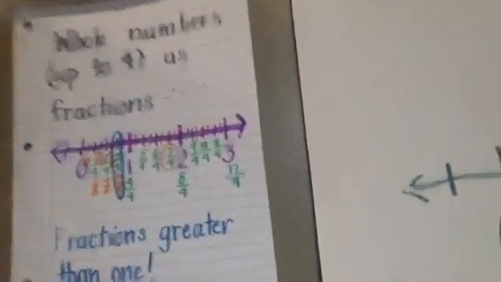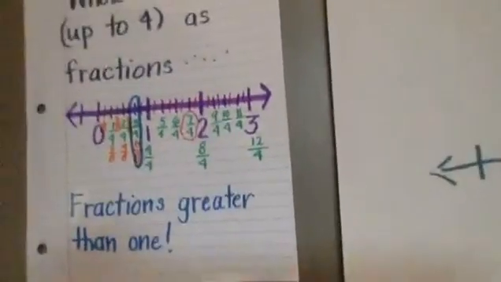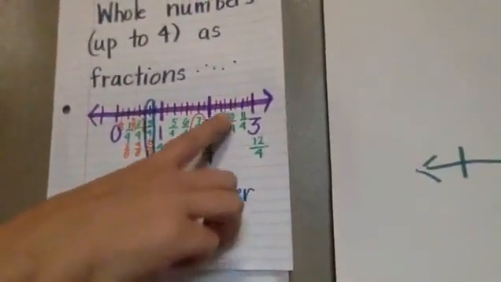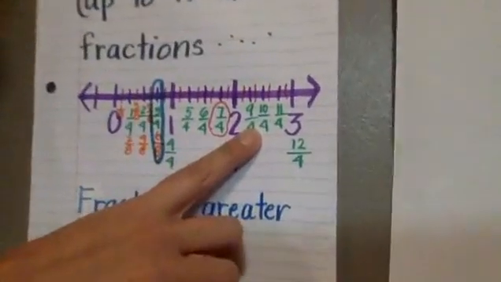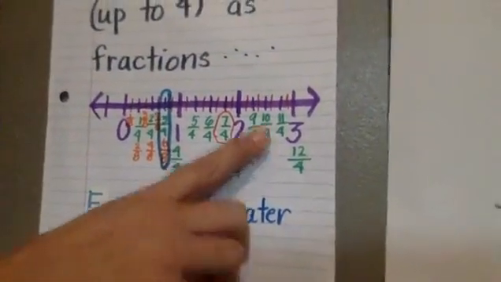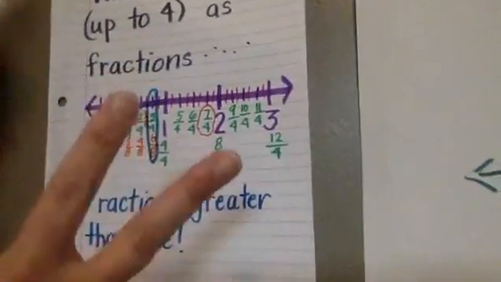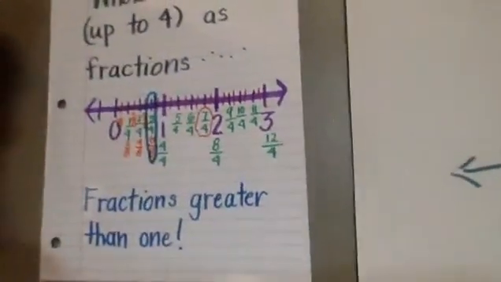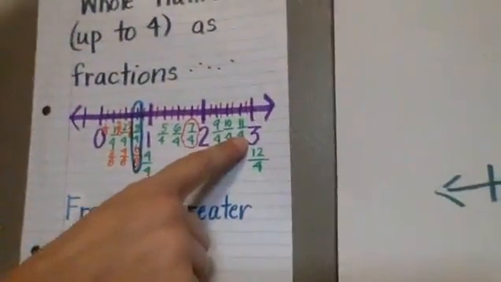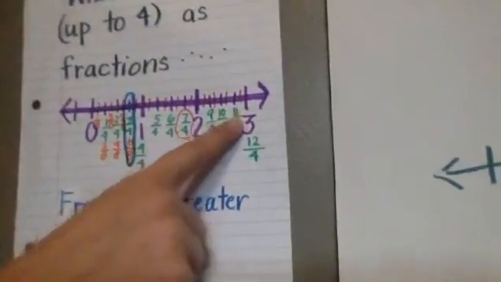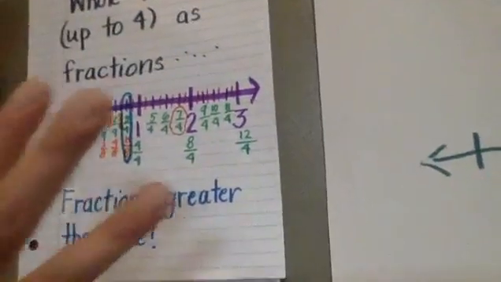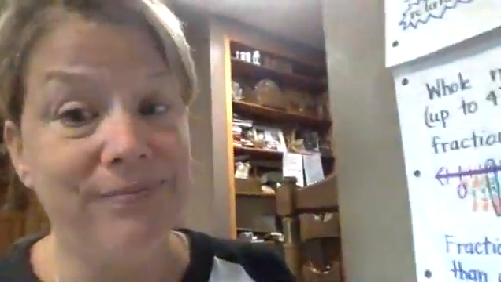Okay, so we have to be able to see that 9/4 is a number on the number line. 9/4 is greater than the whole number 2. It's 1/4 bigger than the whole number 2. Or we can see 11/4 is 1/4 less than 3 wholes. Okay? You have to be able to do that.